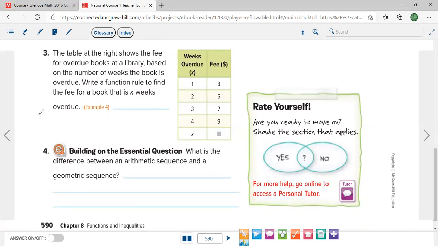So multiply x by 2, then add 1, means 2x plus 1. Let's write: times 2 plus 1, 3; times 2 plus 1, 5; times 2 plus 1, 7; times 2 plus 1. So here is 2x plus 1. Write a function rule to find the fee for a book that is x weeks overdue. So we really wrote the rule. This is the rule.